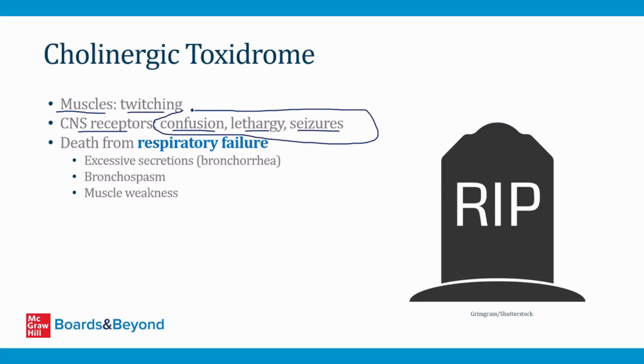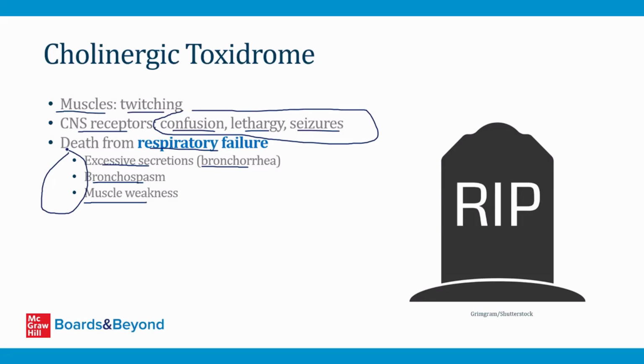And you should know that the way people die from organophosphate poisoning and cholinergic toxidromes is from respiratory failure. There are a couple of mechanisms that contribute to this. First of all, the secretions in the lungs can get very high in a cholinergic toxidrome. This is called bronchorrhea, so patients basically can drown in their own respiratory secretions. And then, as we've mentioned, bronchospasm is a feature of cholinergic toxidromes, so this can affect respiratory function. And then finally, patients also develop muscle weakness from that overactivation of receptors in the somatic nervous system. So all three of these things can conspire and lead to respiratory failure, the major cause of death in a cholinergic toxidrome.